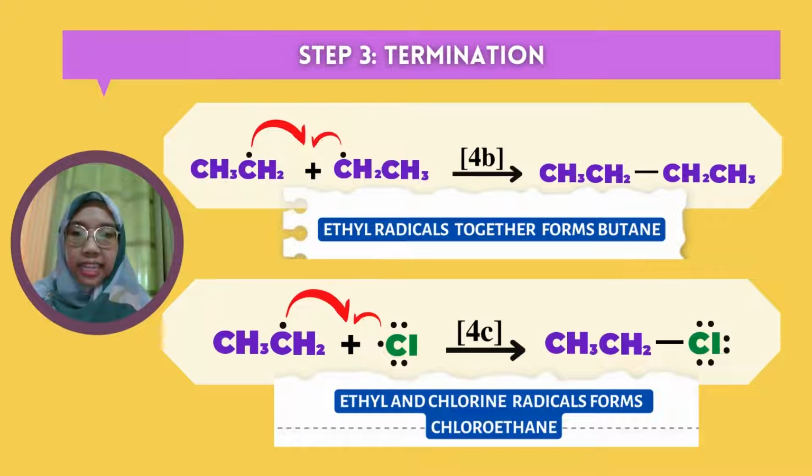In the reaction between ethane and chlorine, the product that we want is chloroethane. Hence, only the reaction in 4C is given focus.